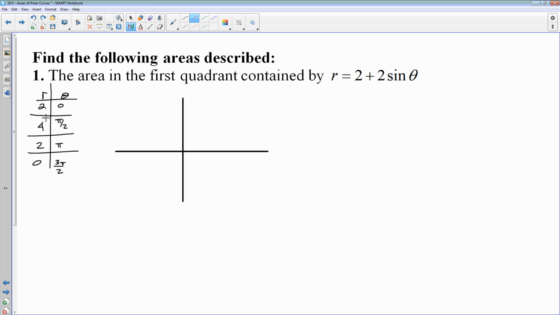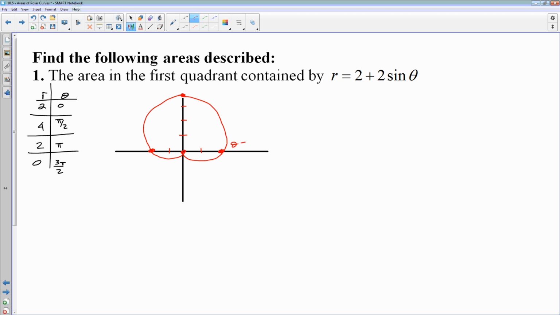So let's continue on. When theta is 0, r is 2, so I'll go 2 units that way. In the pi over 2 direction, I'll go 4. So there's pi over 2. In the pi direction, I'll go 2 units. And then in the 3 pi over 2 direction, I go 0, and this ends up being a cardioid. This is a very rough graph, but it looks something like that.